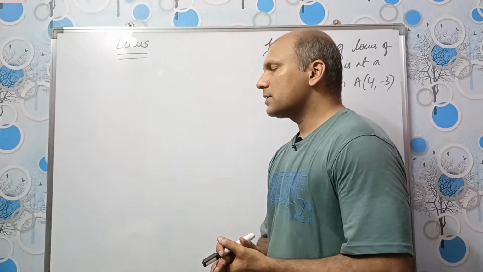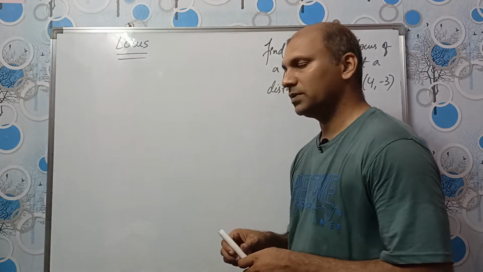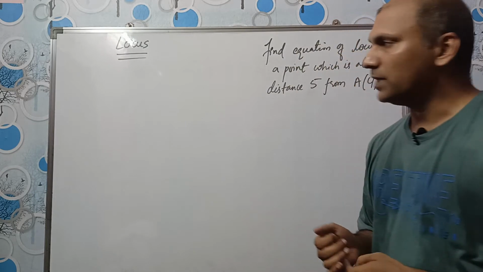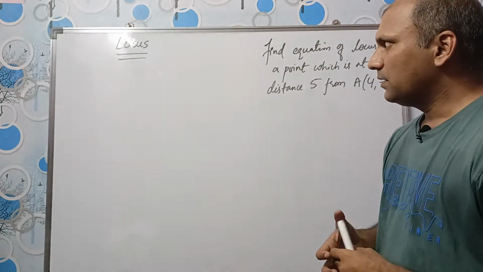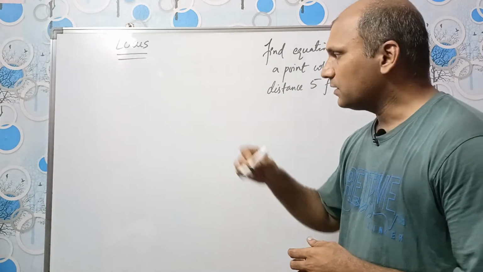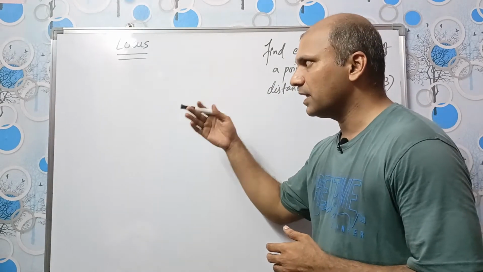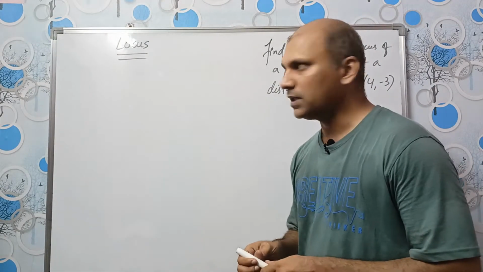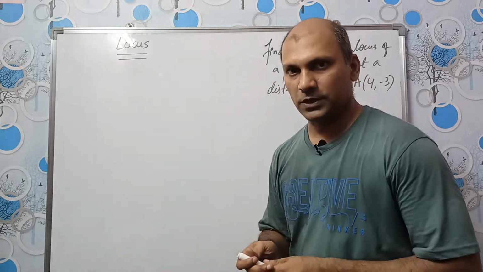In this video we'll start a new chapter, Locus from intermediate. This chapter is very easy. Now if you understand this chapter, the other chapters will be easier. Transformation of axis, straight lines, pair of straight lines will be easier. So this chapter is very small but very important.